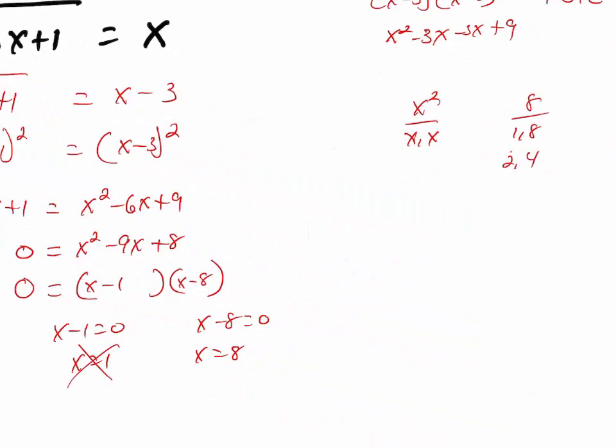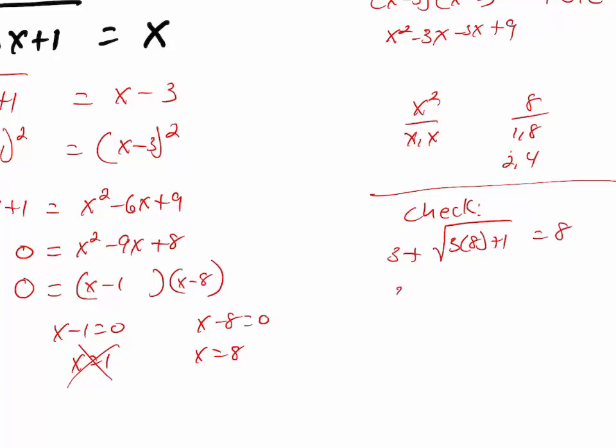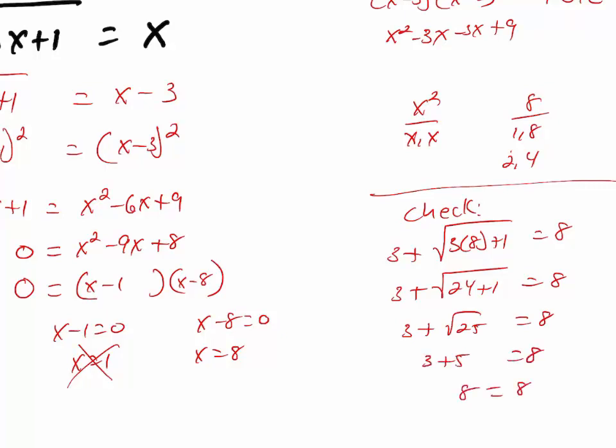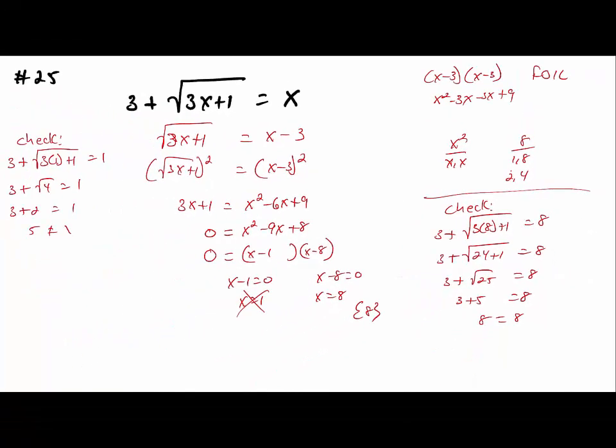So the next one we're going to go ahead and check. We're going to do the 8. And so it's 3 plus the square root of 3 times 8 plus 1 is equal to 8. And that's going to be 24, right? So 24 plus 1. I'll go ahead and do that in the next line. So it's going to be the square root of 25 is equal to 8. Square root of 25 is 5. And then we can clearly see that this is the solution. So it looks like the solution is x is equal to 8.